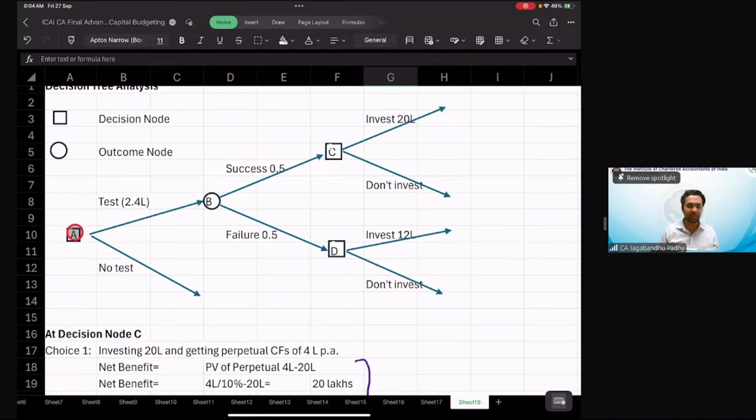Because how will you decide whether to test it or not? Because whether to put 2.5 lakh, 2.4 lakh or not, you will see whether I'm going to get any future benefit or not. If I'm not likely to get any future benefit, of course, I'm not going to choose it. Am I right, guys? Yeah.